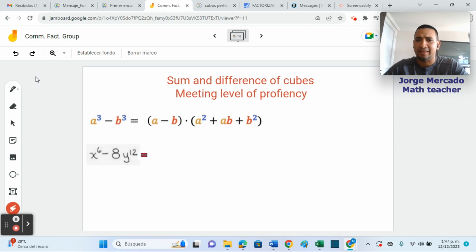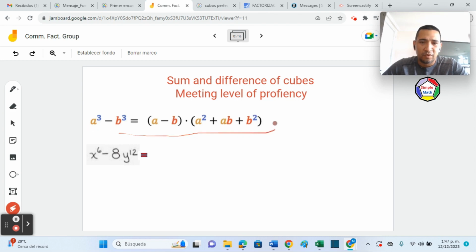This is your channel, and in this video I will explain how to solve an exercise by using difference of cubes. Okay, so this is the formula for the sum or difference of cubes. In this case, it's a difference of cubes. Maybe you don't understand this formula before I explain this exercise. The exercise is x raised to the 6th power minus y raised to the 12th power.